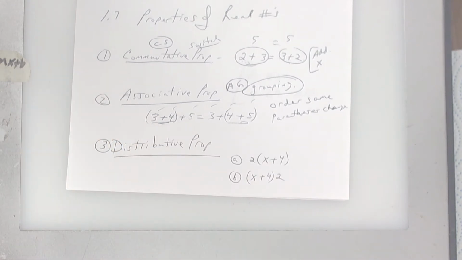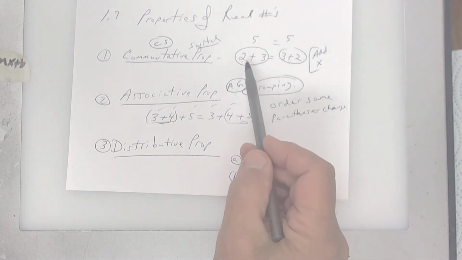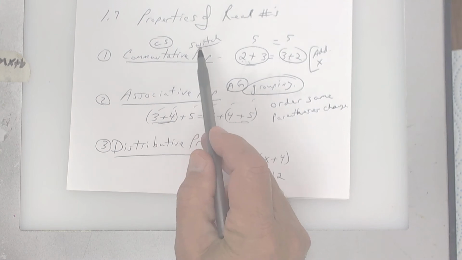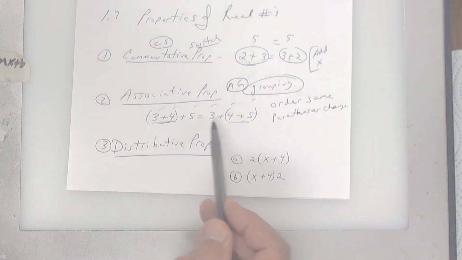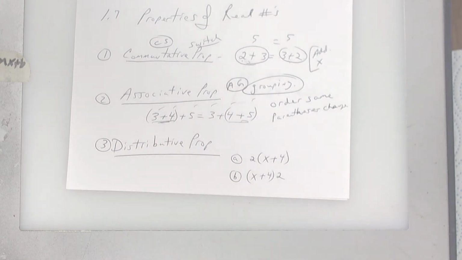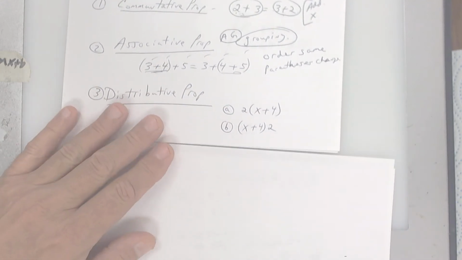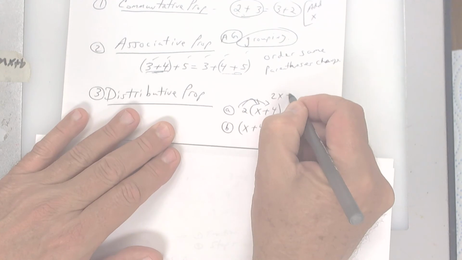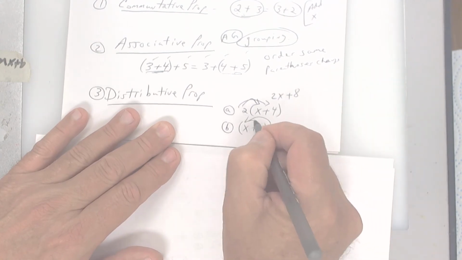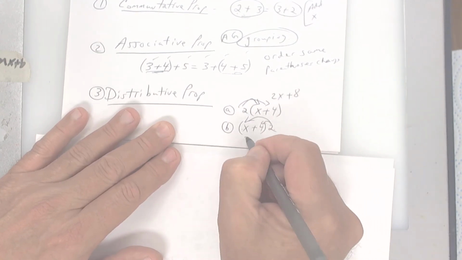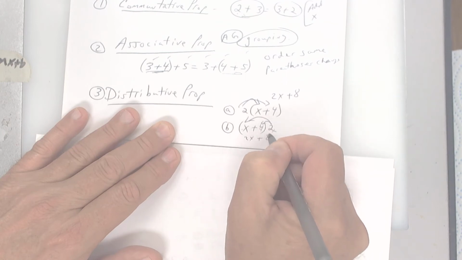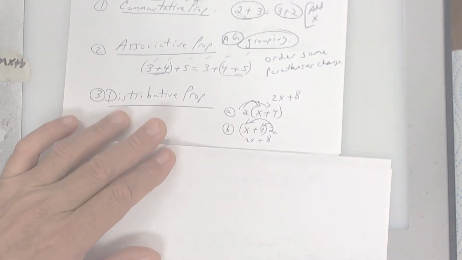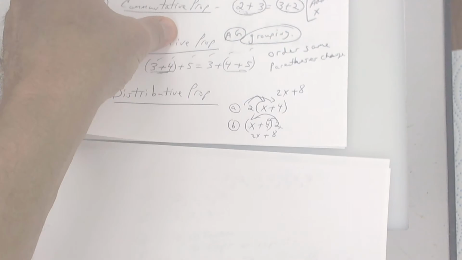So if they change the order, what property is it? If they change the order, it is commutative. If they leave the order the same and move parentheses, it's associative. Distributive, you know. So this would be 2 times x is 2x, and then 2 times 4 is 8. This is the same way, it's just backwards. So 2 times x is 2x, and then 2 times 4 is 8. So forwards or backwards, it's still distributive property. Most kids know that one.